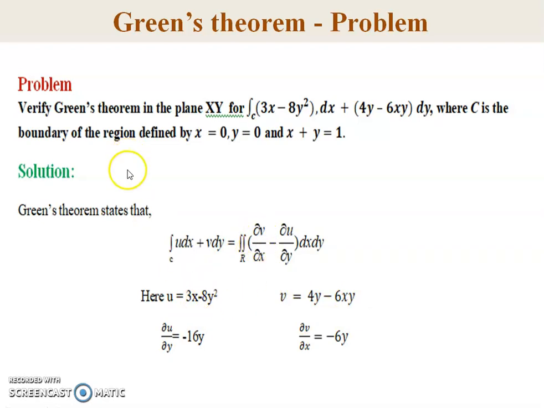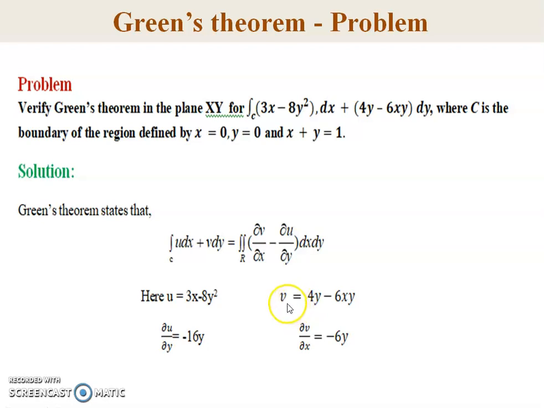In Green's theorem we need ∂v/∂x and ∂u/∂y. First, to find these derivatives, differentiate u with respect to y. When differentiating u with respect to y, x is constant, so 3x becomes 0. Differentiating 8y², y² becomes 2y, giving minus 16y. So ∂u/∂y equals minus 16y.